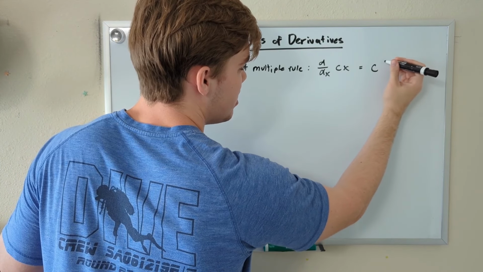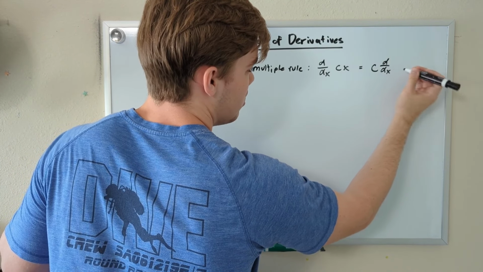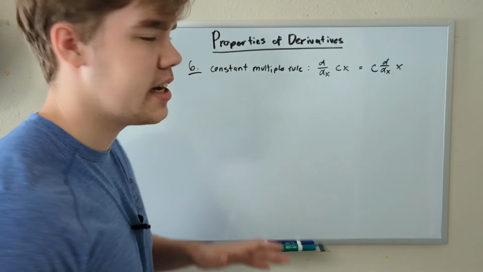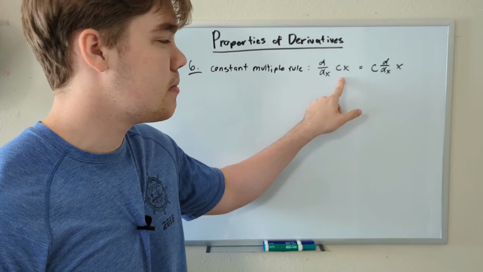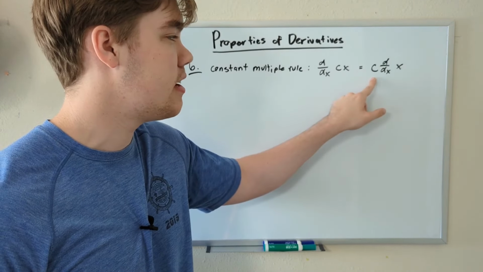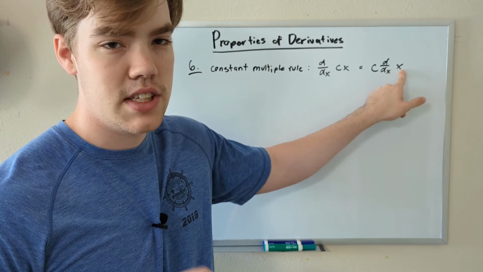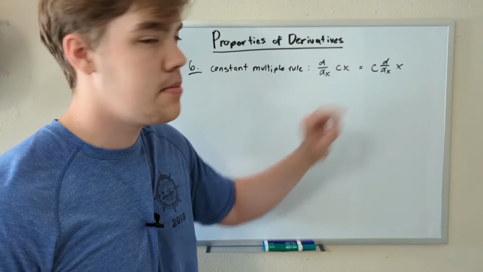So this would be equal to c times the derivative of our f of x function, which I just wrote as x, but x could be any function. If we have a constant being multiplied by our entire function, we can pull it out to the front, then find the derivative of this inside function first, and then multiply it by c.